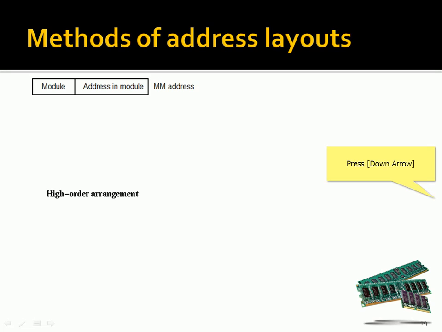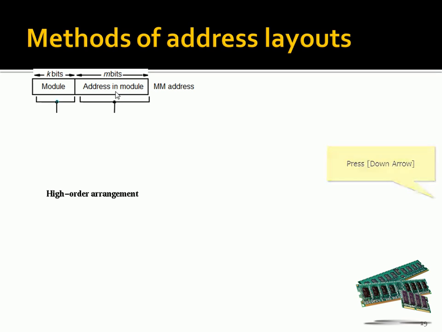That can be split into two components: the higher bits are called the module, and the lower bits are called the address in a module. So main memory is split into module and address in a module, with k bits for the module and m bits for the address in a module.